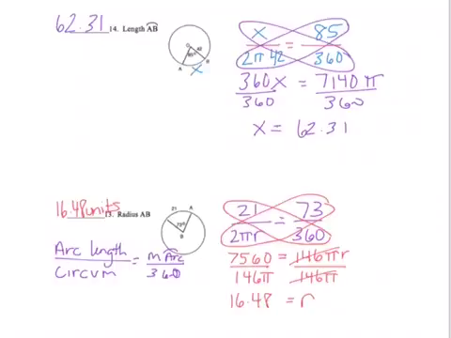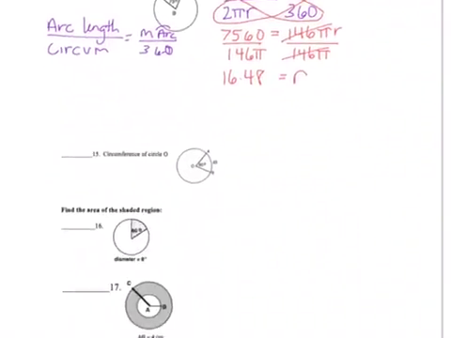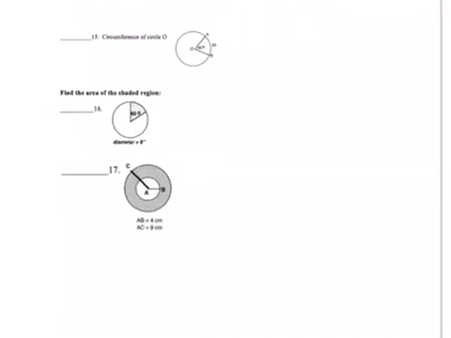Okay, on to number 15. Ooh, it's crunched it all together here, so I'm going to try to write small. I'm going to use the same formula for number 15, so I'm still trying to find the circumference. So I would set it up, and I would say 85. I like to put my degrees over here because that's the easiest for me to find.